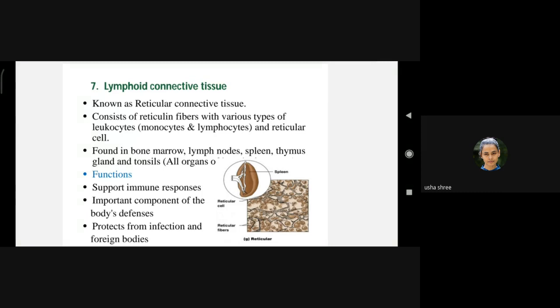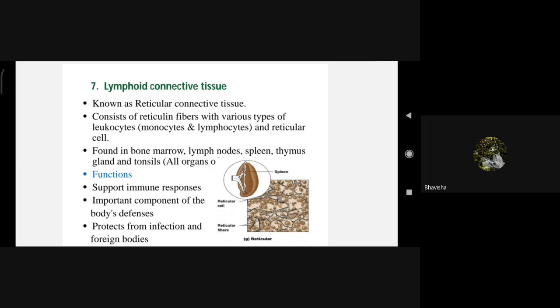Is my voice audible? Yes, ma'am. Ma'am, what do monocytes mean? Monocytes are a type of white blood cell. If we go into the further division of white blood cells, there are 5 types. Leukocytes are white blood cells, and monocytes and lymphocytes are types of white blood cells. There are 3 more types of white blood cells. In total, 5 types of white blood cells are there. If you study white blood cells, you will find 5 types.